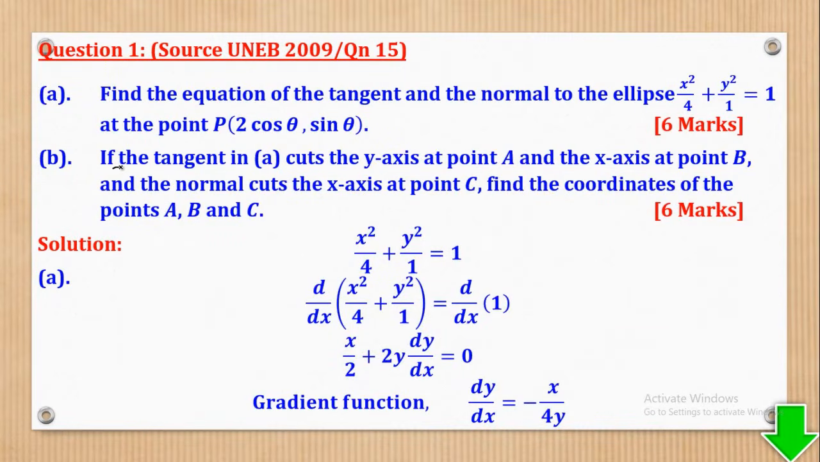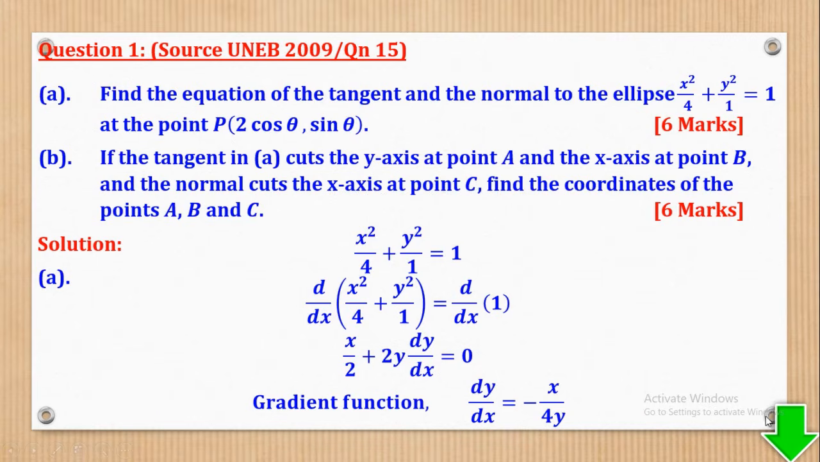Part B says, if the tangent in A cuts the y-axis at point A, note this word, y-axis at point A, and the x-axis at point B, and the normal cuts the x-axis at point C, find the coordinates of A, B, and C. So for the tangent, we need to get the y-intercept and the x-intercept, and for the normal, they said it cuts the x-axis at this point, we need to get the x-intercept.